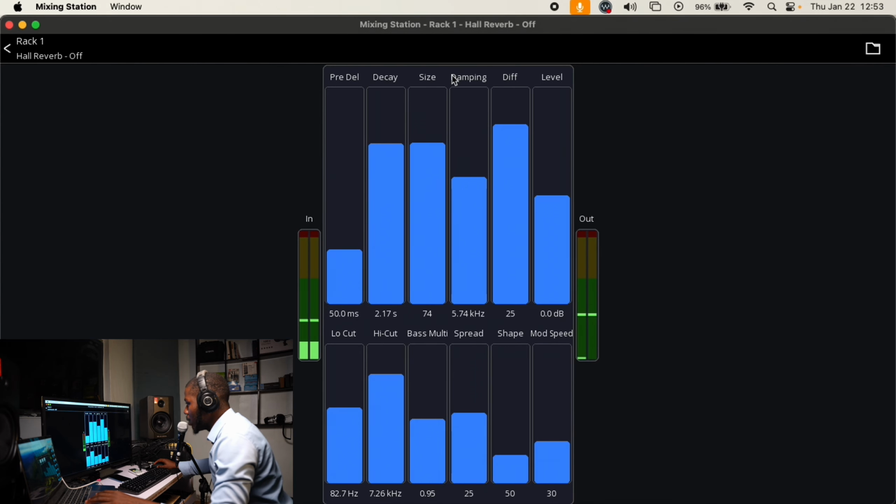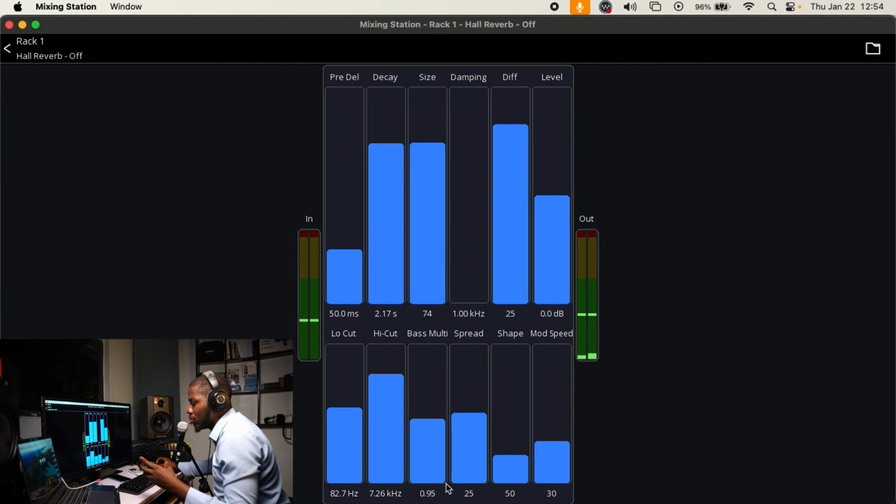Now the next thing we're looking at is the damping. So what does the damping do actually? The damping is measured in kilohertz, it's measured in frequencies. What damping does is help you figure out the frequency range in which you want the reverb to be more expressive. Let me put it that way for you. In which frequency range you want the wetness to be more evident. I'll explain now.